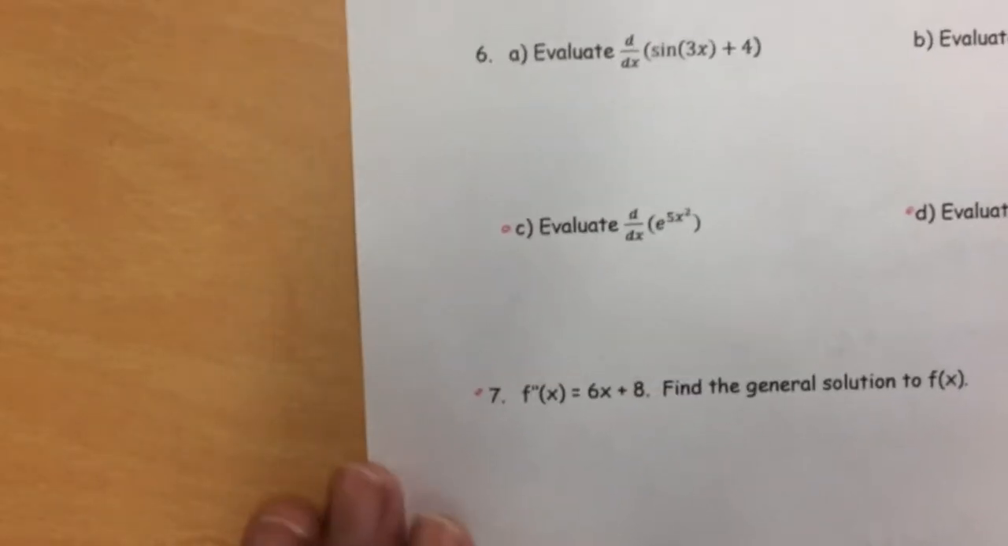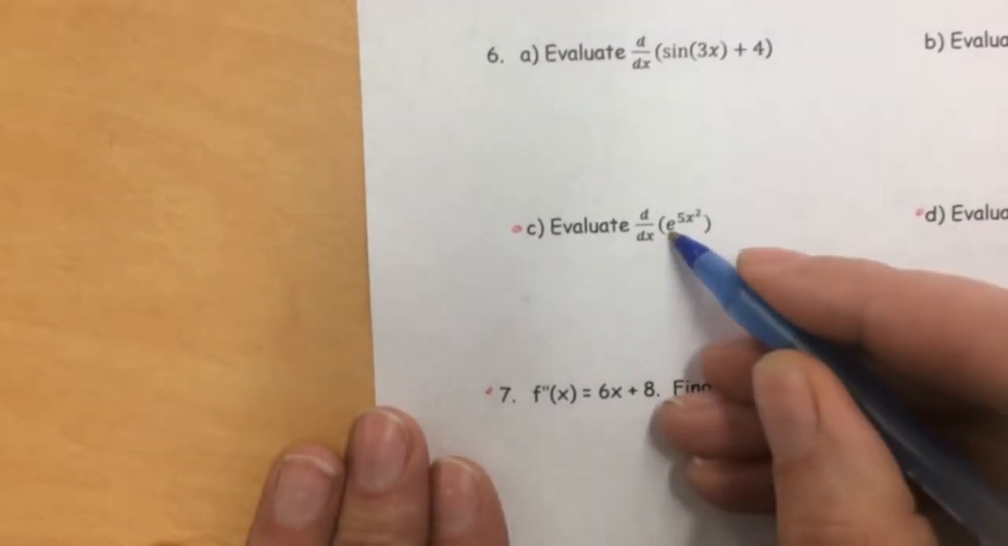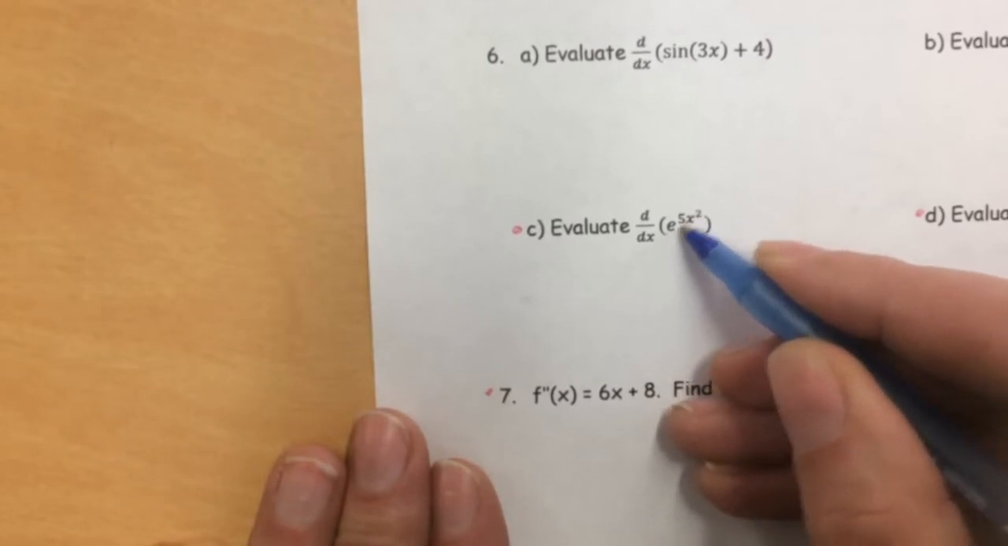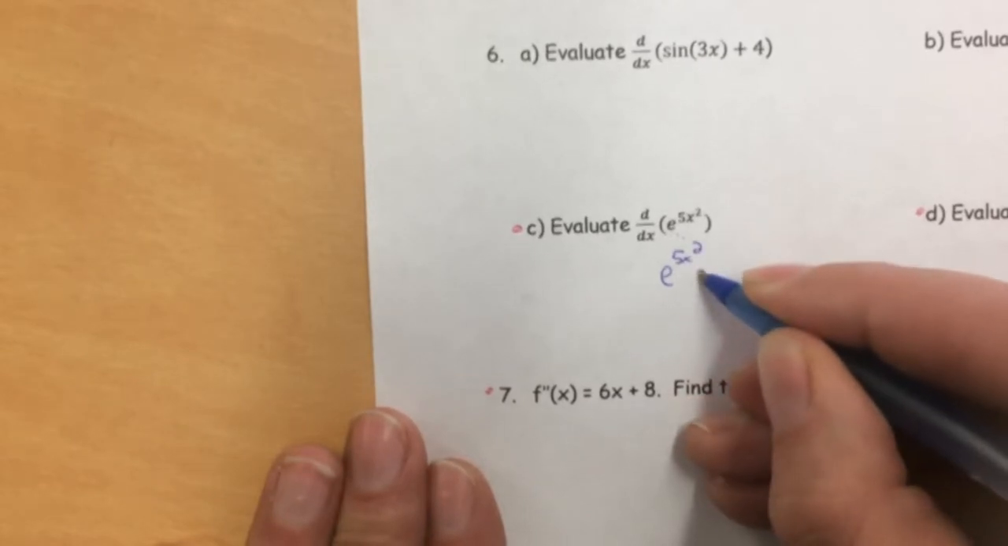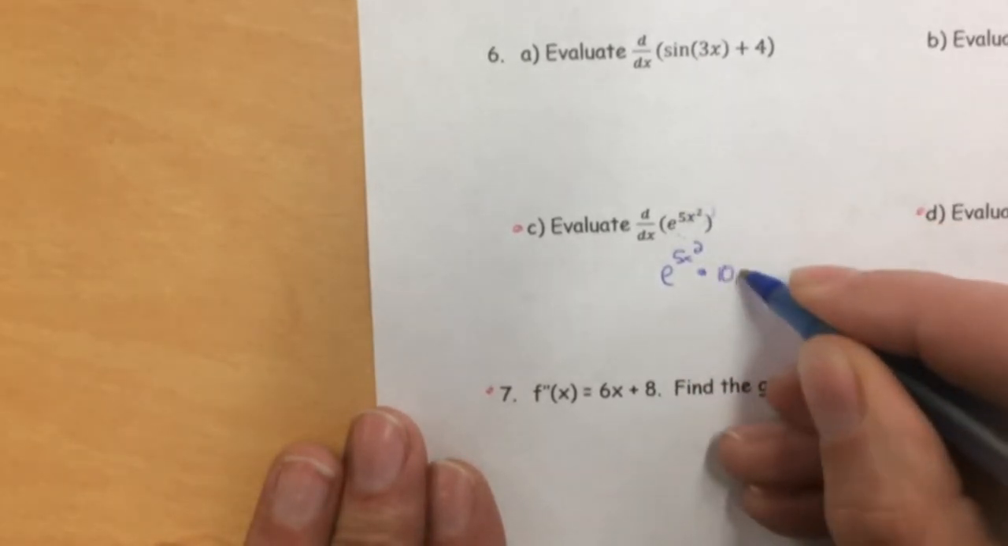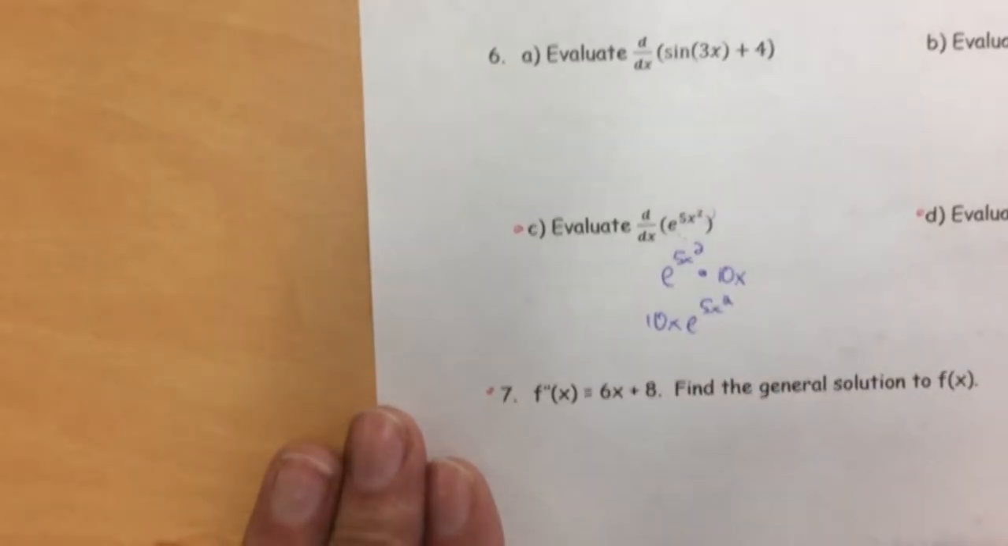Okay, I'd like to do c and d here. Let's make sure we remember how to do derivatives. The derivative of e to the something is going to be a chain rule. The derivative of e to the something is e to that something times the derivative of the inside, which is 10x. We usually put this in front: 10x e to the 5x squared.